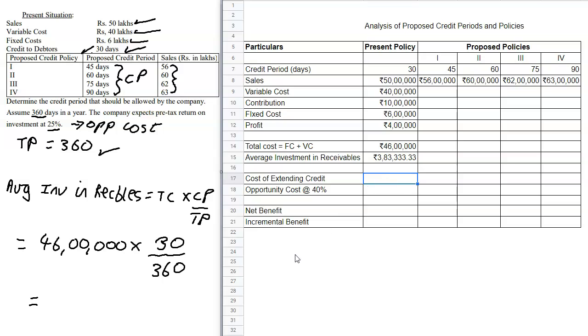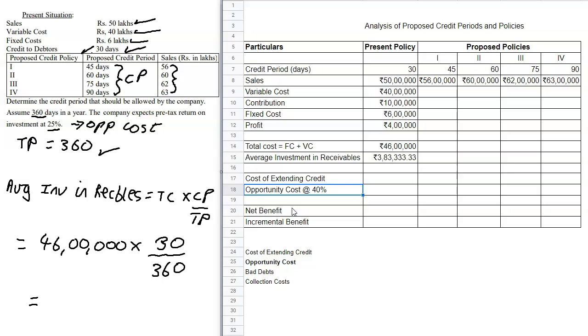Cost of extending credit, remember, consists of many items. It includes what we have above, which is opportunity cost. It also contains bad debts. It also contains collection costs or collection charges. Okay, in this question, we've only been given opportunity cost. There's no other cost mentioned. That's why we have only stuck with opportunity cost.